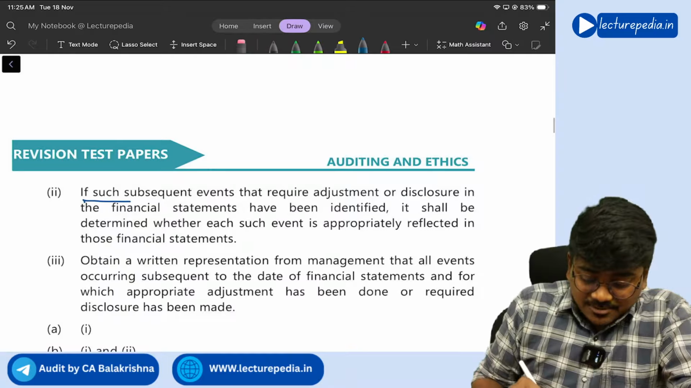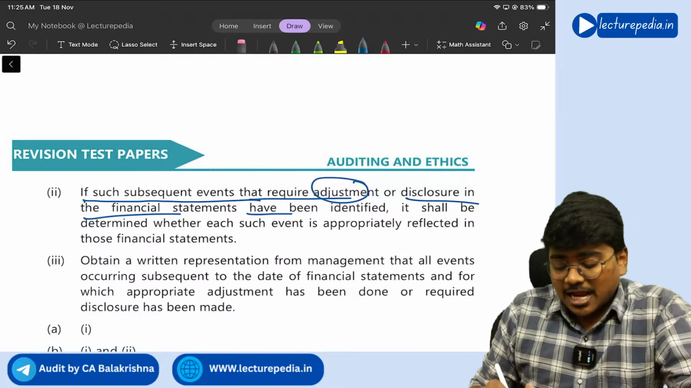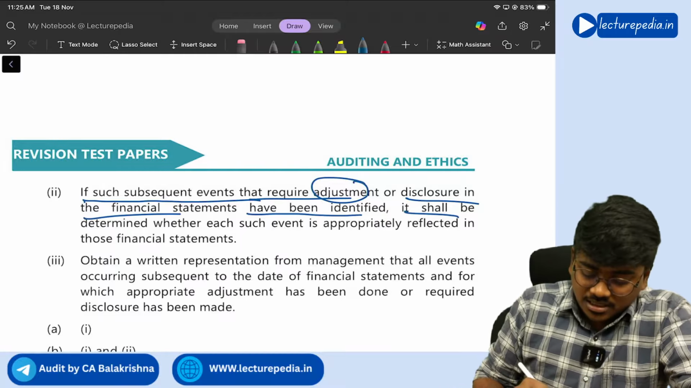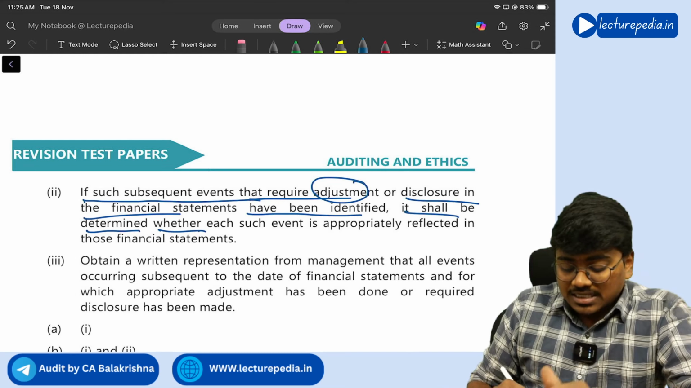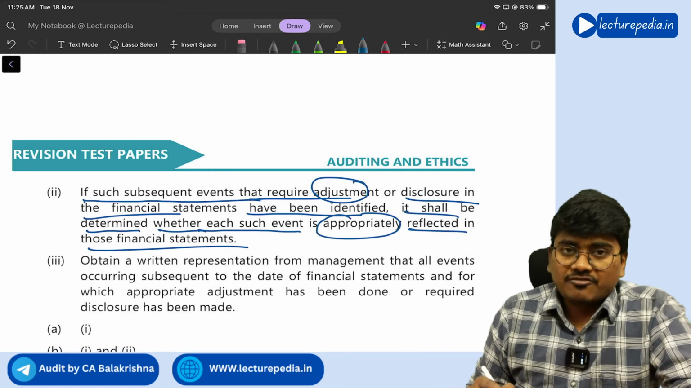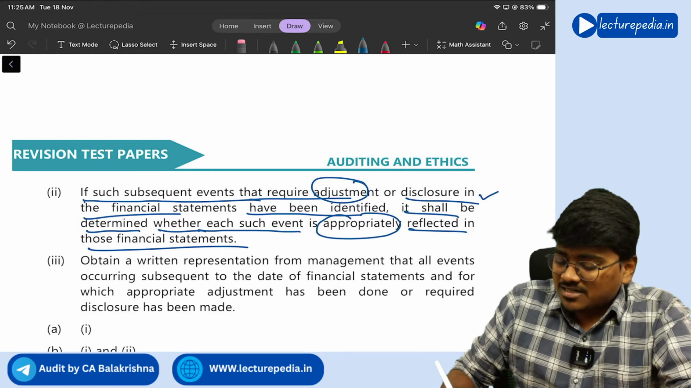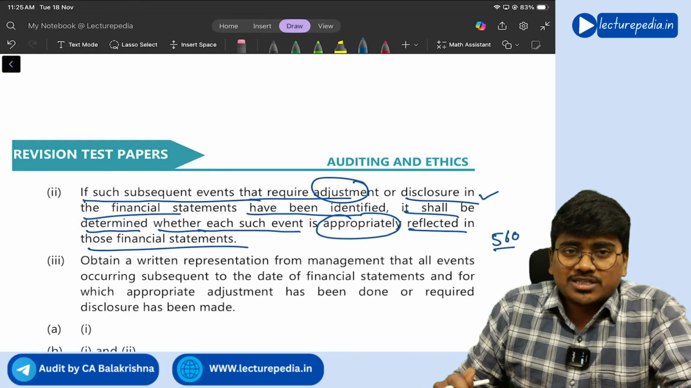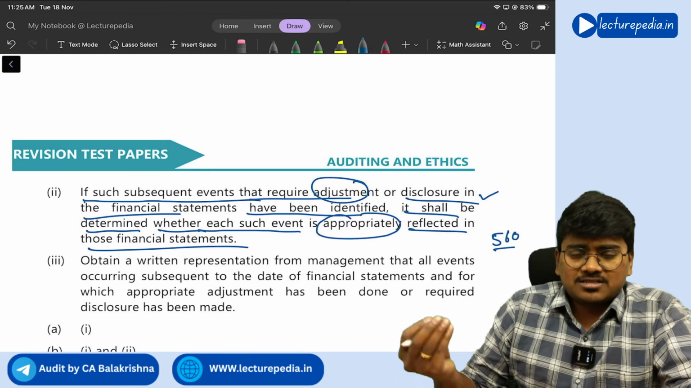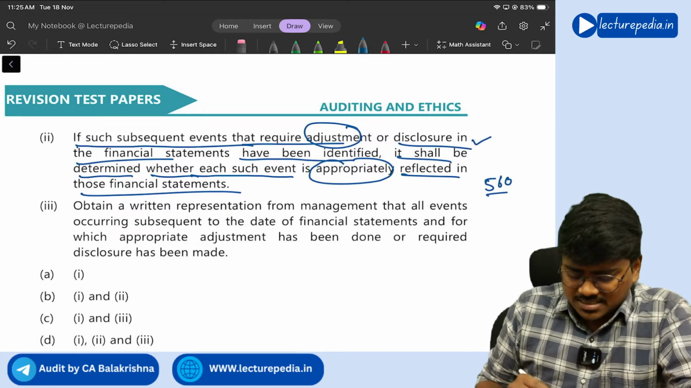Next, if such subsequent events that require adjustment or disclosure in the financial statements have been identified, it shall be determined whether each such event is appropriately reflected in those financial statements. This procedure also you will perform. If you see, as per SA 560 subsequent event standard, these two procedures you will have. Let us see third procedure what they are saying.